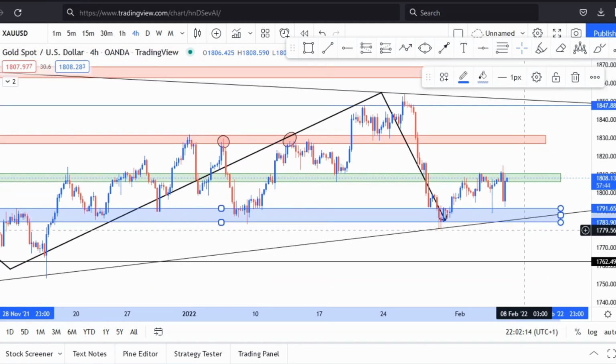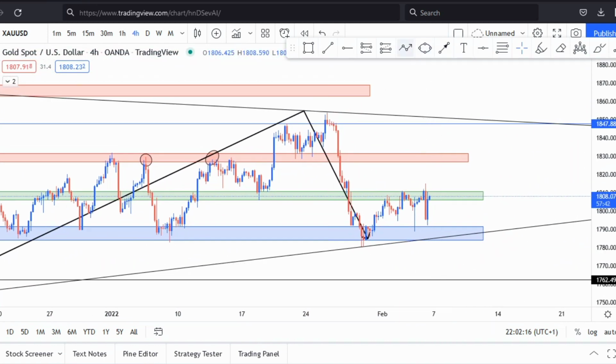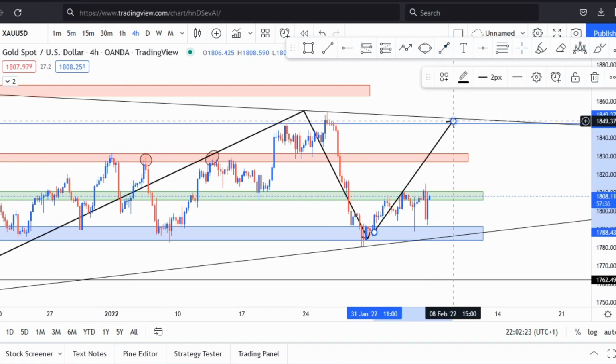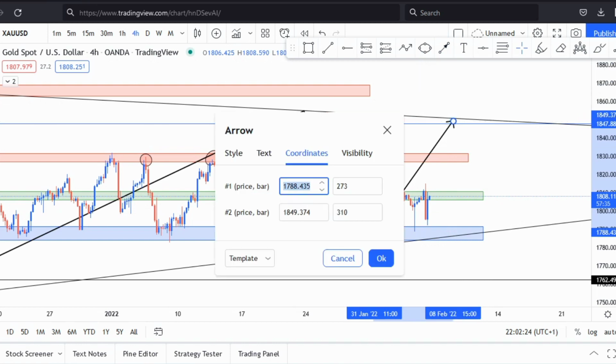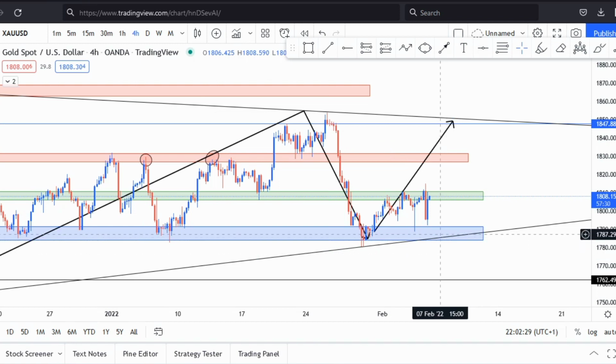I am expecting price to continue its bullish run to the top, breaking this level here as well as this level all the way here. But again, there's always that possibility that this will not happen, and it's a possibility that price will break below this support level as well as this lower trend line and move to the downside. So either a break above this, then I would buy, and a break below this level, and I would sell.